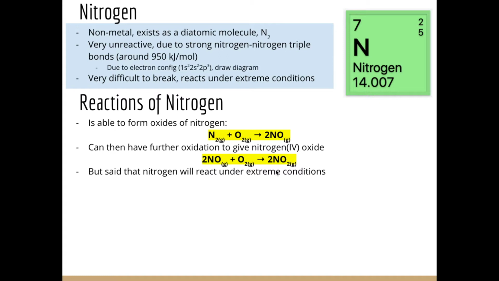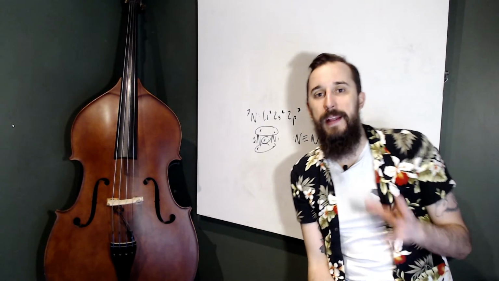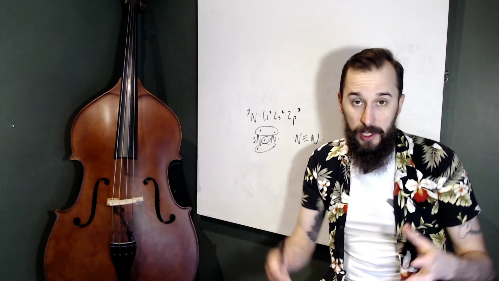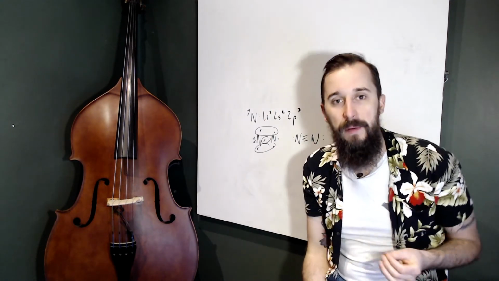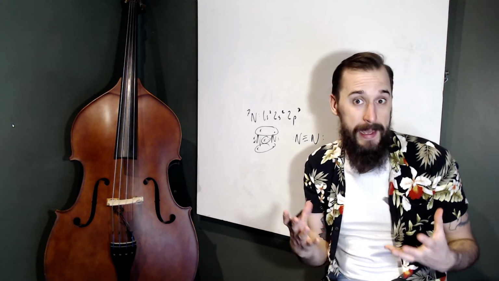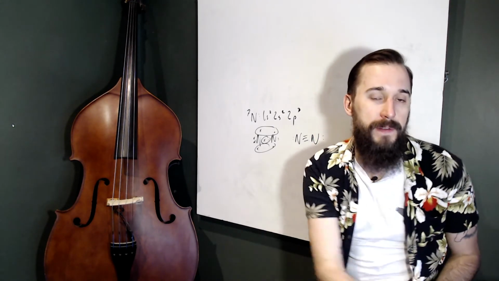But like we just said, it's a very strong, very stable bond. This only occurs under extreme conditions. We find this occurring naturally with lightning. If we have lightning, that's a huge amount of energy that's occurring up in our atmosphere. That can provide the activation energy naturally for these oxides of nitrogen to form.